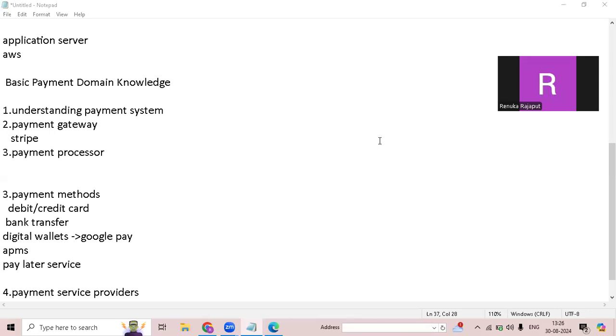We have two types of page here. One is an embedded page, another one is a hosted page. To ensure compliance and simple integration, many e-commerce sites redirect customers to the hosted page provided by the PSP. This page is where customers complete their payment securely before being redirected back to the e-commerce platform. So that is integration with third-party providers here.